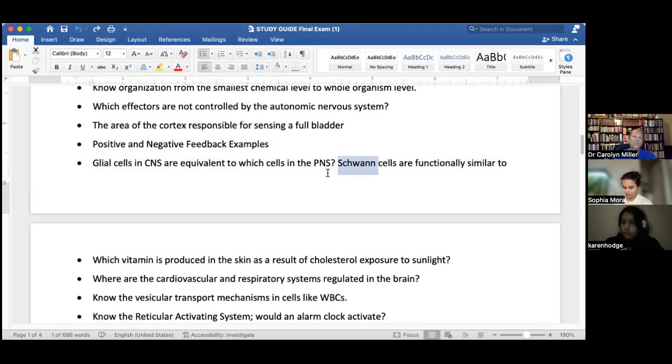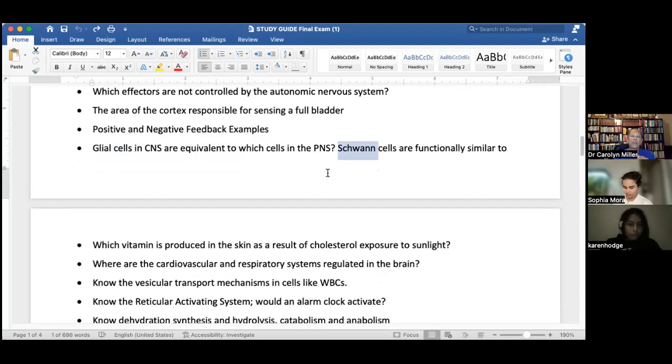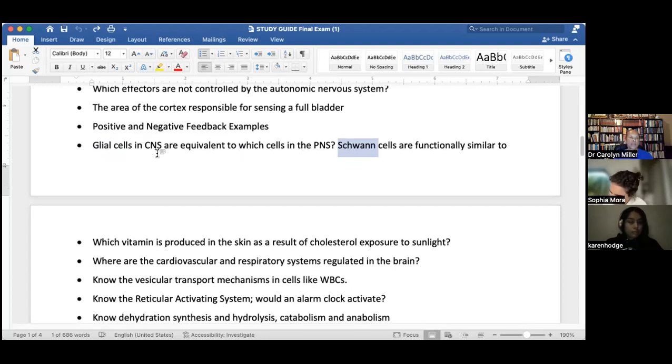And that's the question, but I'll just throw in that the satellite cells are equivalent to astrocytes. But for the question, the glial cells in the CNS that are equivalent in the PNS: Schwann cells in the PNS are equivalent to oligodendrocytes in the CNS.